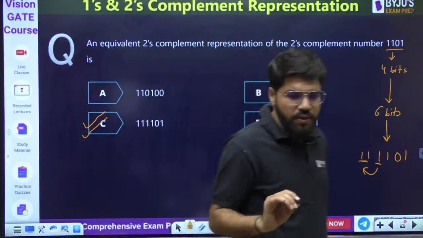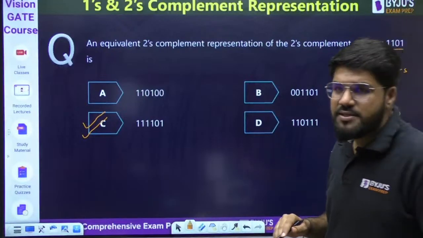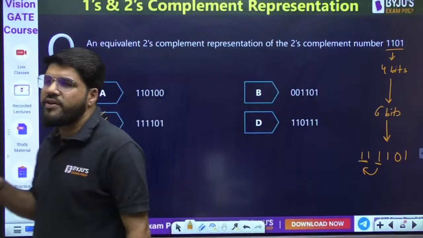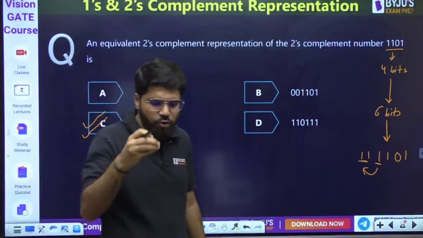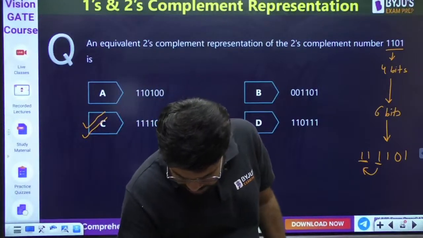Got it, everybody? So that is the meaning of equivalent representation. All the options are in 6-bit. The given number is 4-bit. That means we have to convert a 4-bit number to a 6-bit number.